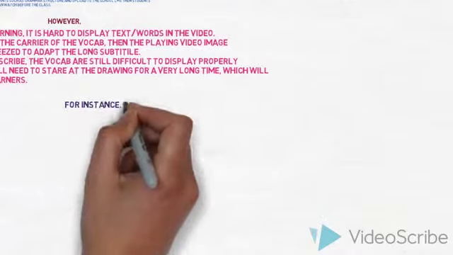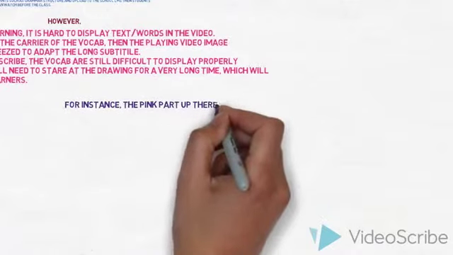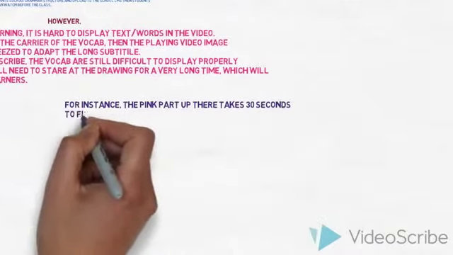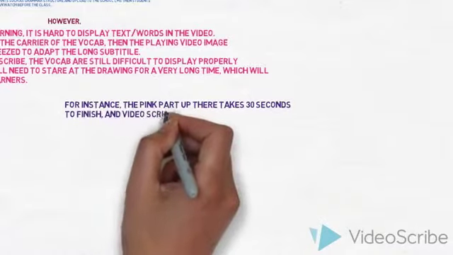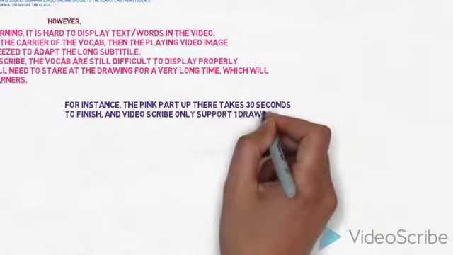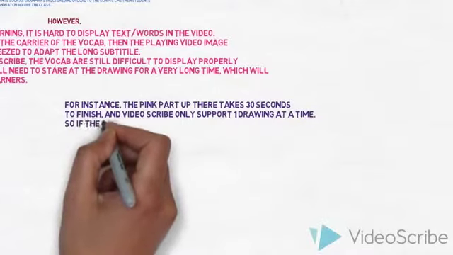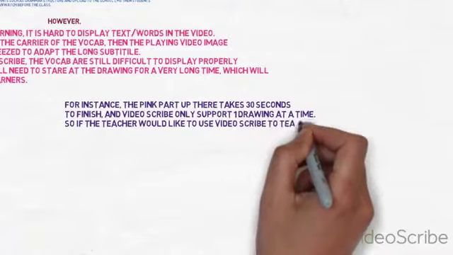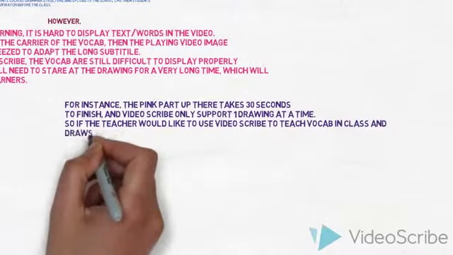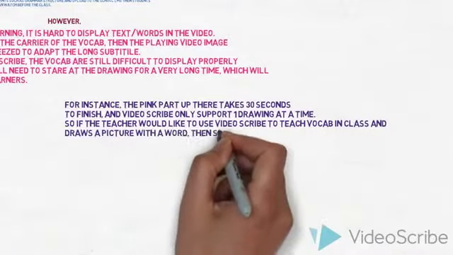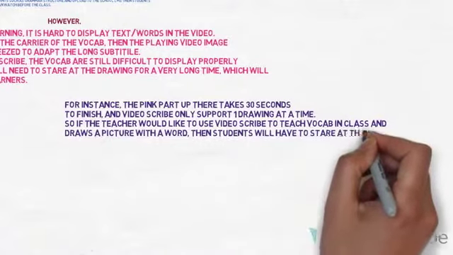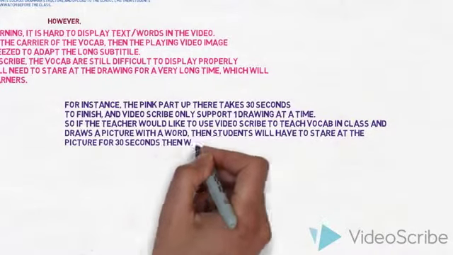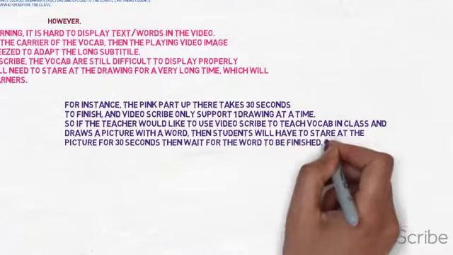For instance, the pink part up there takes 30 seconds to finish, and VideoScribe only supports one drawing at a time. So, if the teacher would like to use VideoScribe to teach vocab in class and draws a picture with a word, then students will have to stare at the picture for 30 seconds, then wait for the words to be finished. It is time consuming.